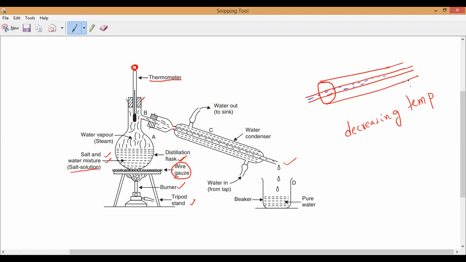Outside, the outer ring has two walls, so we are connecting an inlet flow and an outlet flow. This is called the outlet flow and this is called the inlet flow. Now we will pass normal water or cold water, so that this water comes in contact with this inner tube.